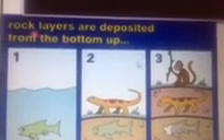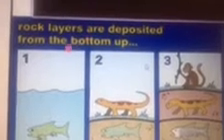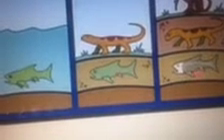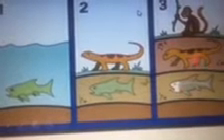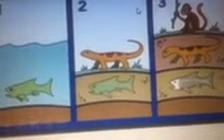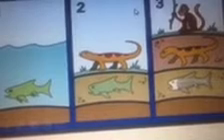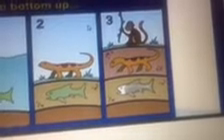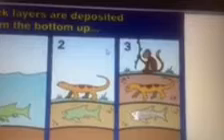Look at me here. The rock layers are deposited from the bottom up. Here we have a fish, this is the fossil of the fish, and here we have a monkey. So, the deeper we dig, the further back in time we see the fossil.